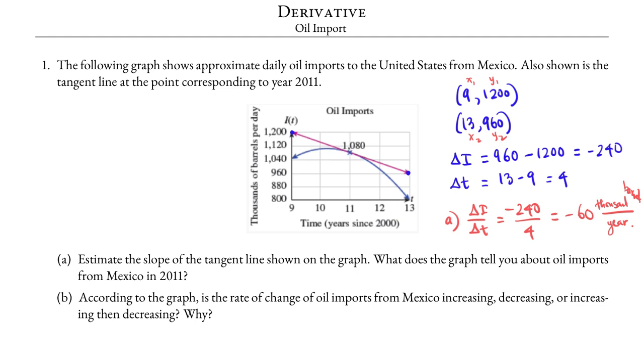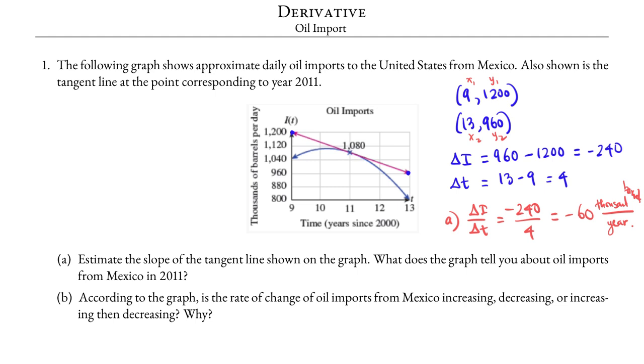What did the graph tell us about the oil imports from Mexico in 2011? In 2011, oil imports decrease by 60,000 barrels per year. That is what the graph tells us about the oil imports in 2011 only. If we move on to 2012, then this rate is no longer the same.